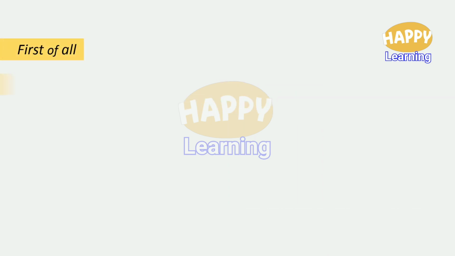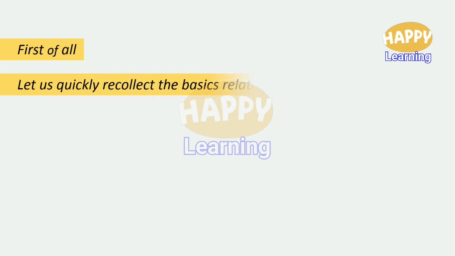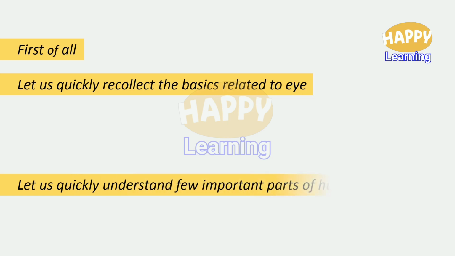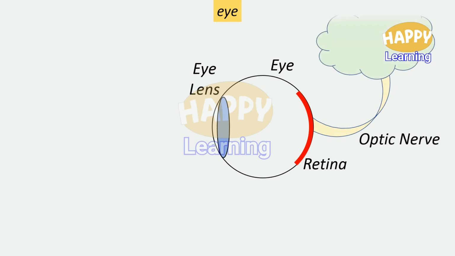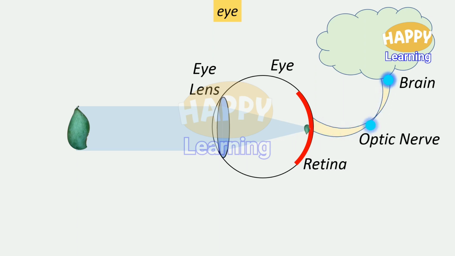First of all, let us quickly recollect the basics related to the eye. Let us quickly understand a few important parts of the human eye and their functioning. This is an eye, it's a lens, retina, optic nerve, and this is the brain. There is an object in front of the eye. The rays coming from the object are converged onto the retina by the eye lens, and a clear image is formed on the retina, and that is passed to the brain, and the brain reads a clear picture.